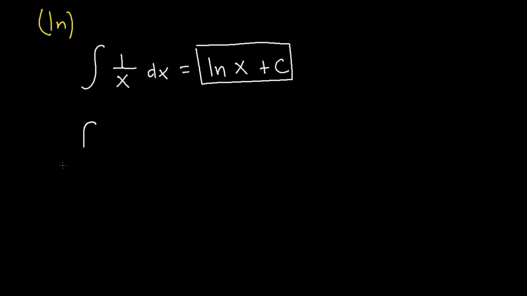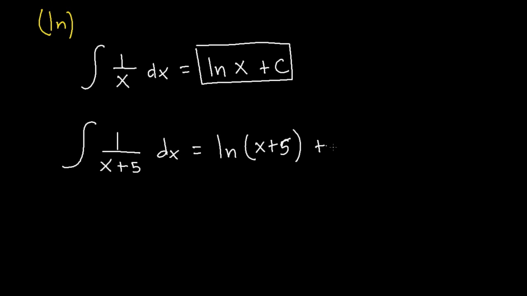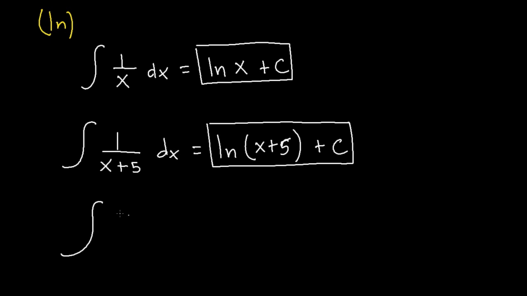Another example is antiderivative of 1 over x plus 5 dx. So ang answer ani is natural log of x plus 5 plus c. So inana lang. If nakay 1 over x. But what if nakay antiderivative of 2 over x plus 2 dx. So dili na 1, 2 na.